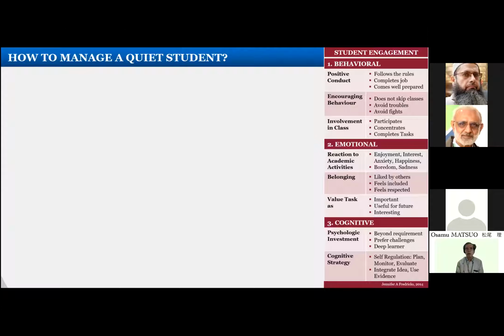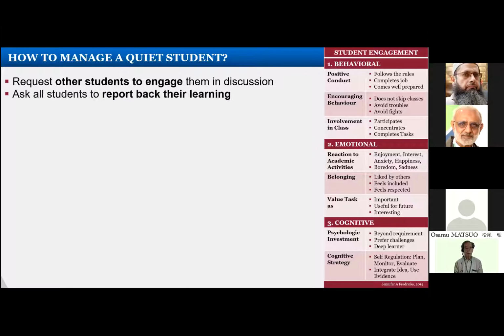So how to manage a quiet student, the student who is shy and who is not talking at all, who is not participating at all? The best thing will be to request other students to engage them in discussion. This goes through the chairperson to the other members of the group, and they will ask the student, they will encourage the student to engage in discussion. Ask all students to report back their learning.